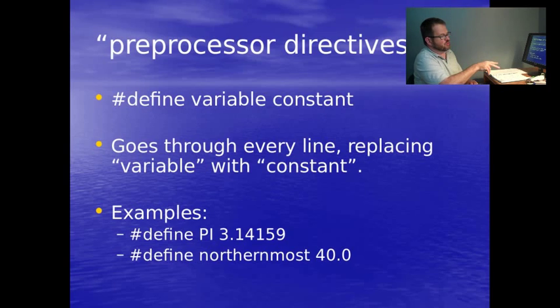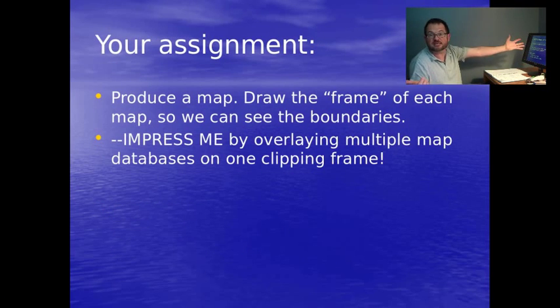Or if you pound define northernmost to be 40.0, then literally before it does any compiling and converting all this to machine language, it will literally go through and change all the values of northernmost to 40. This is particularly useful if you might later change your mind and say, I'd rather have northernmost equal to something else. You just go to the top of the program where you have defined that constant and change it to something else. Alright, this is an awfully handy thing.